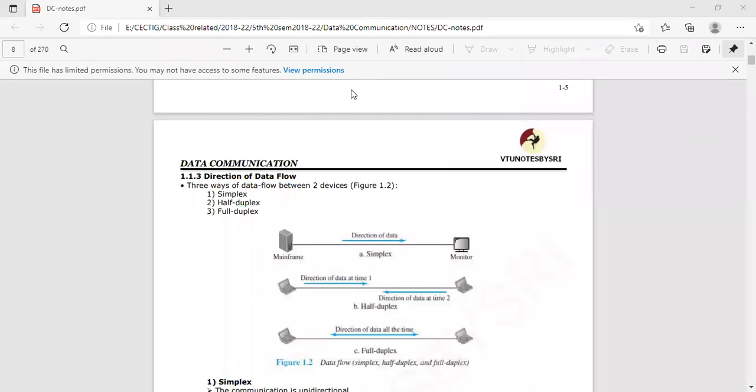Second, coming to half duplex mode. In half duplex mode, the sender and receiver both can transmit data, but there is a constraint: they cannot send data at the same time. When device 1 is sending some data, device 2 will hold and wait until device 1 finishes sharing with device 2.